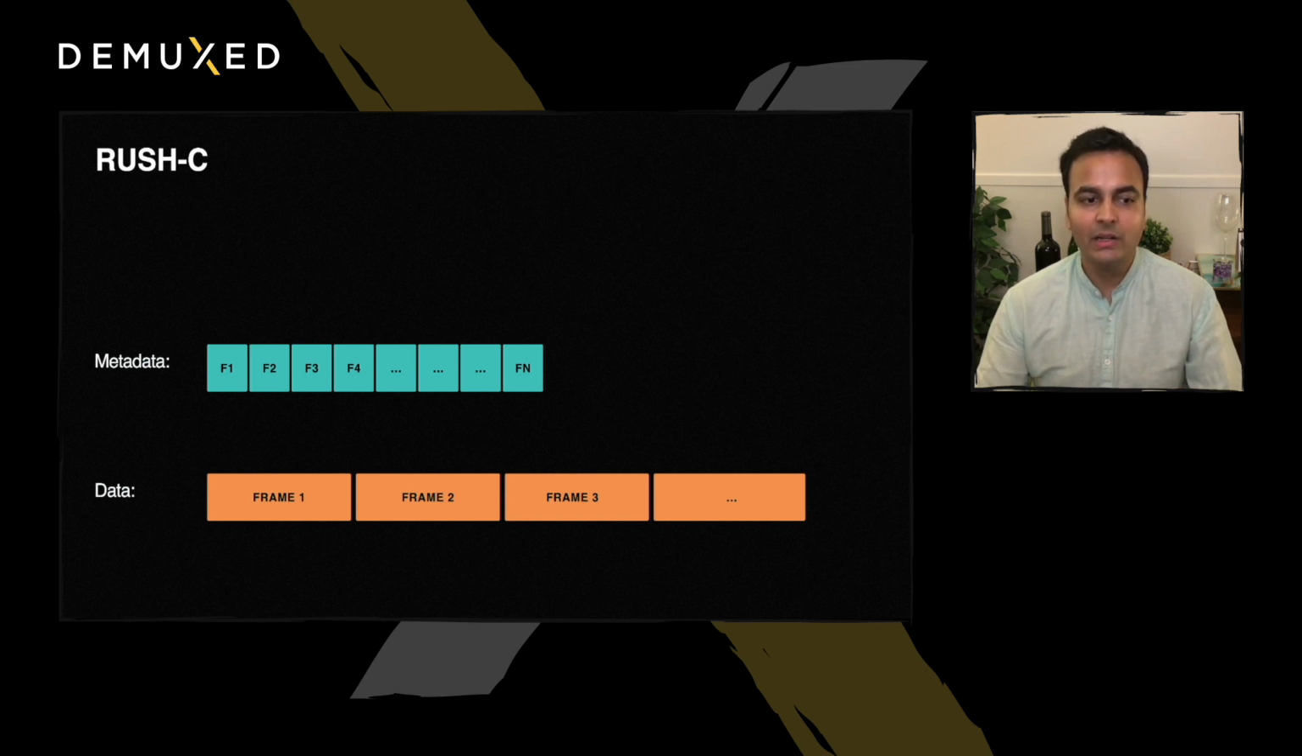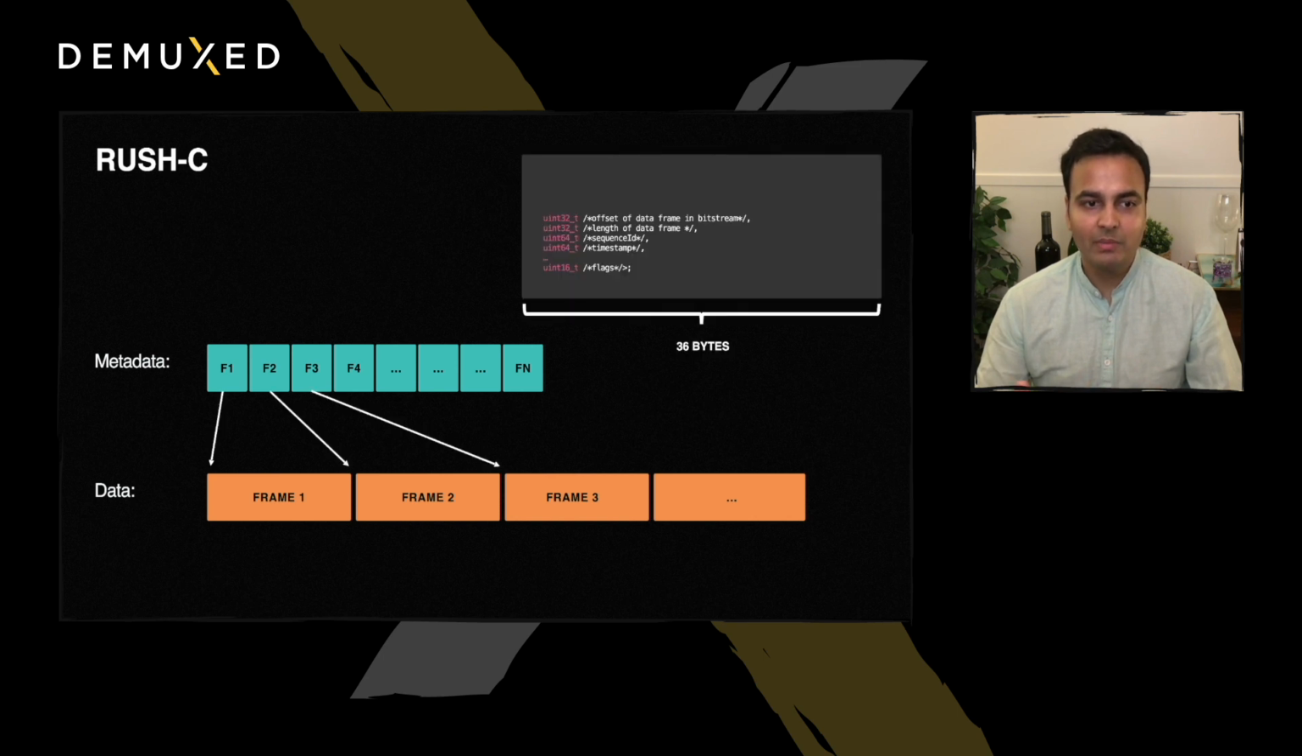Metadata contains meta information about the data stream. More specifically, metadata stream has fixed size records where every record represents a frame. The record points to a frame in the data stream, and it contains information such as what is the offset of the data frame in the bit stream, what is the length of the data frame, what is sequence ID, timestamp, and some other flags. Together, its size is about 36 bytes.